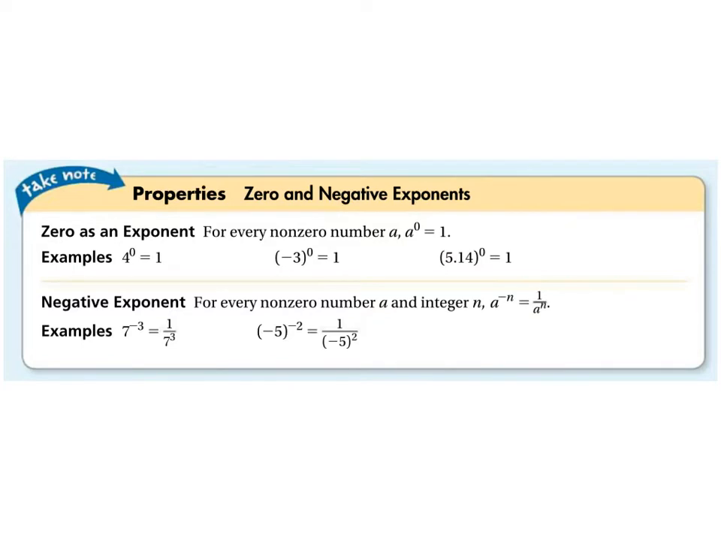So we have 7 to the negative 3. We use up that negative to put that 7 to the third on the bottom, 1 over 7 to the third. Negative 5 to the negative second. We're going to use that negative on the exponent, but not on this base, just on the exponent. Use that negative, and we put it on the bottom without the negative. So negative 5 to the positive second power on the bottom, 1 over negative 5 to the second power. That's the main idea for zero and negative exponents.